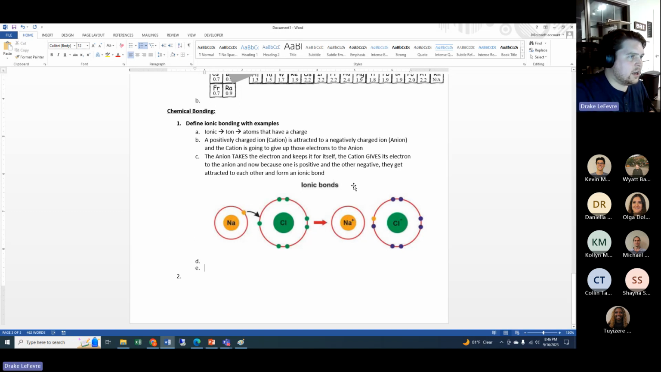And another good thing to know about ionic bonds is that ionic bonds tend to break when they're put into water, also known as an aqueous solution. You'll see this terminology used a lot, aqueous solution. That just means water.